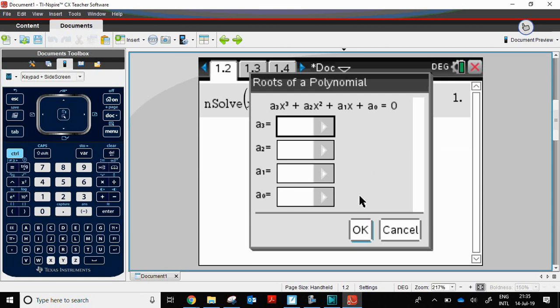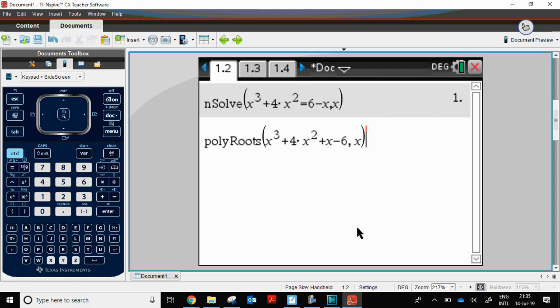And now it needs the polynomial to be in standard form, and we're going to enter in the coefficients of the x cubed, x squared, etc. terms. So those coefficients were 1, 4, 1, and negative 6. Okay, so a sub 3 is just the coefficient of x cubed, a sub 2 is the coefficient of x squared, and so on. A sub 0 is the constant. Anyway, we press enter, and then it's already filled it in here with the comma x. For nsolve, you need to type it. For polyroots, it's automatic. Press enter, there you go.